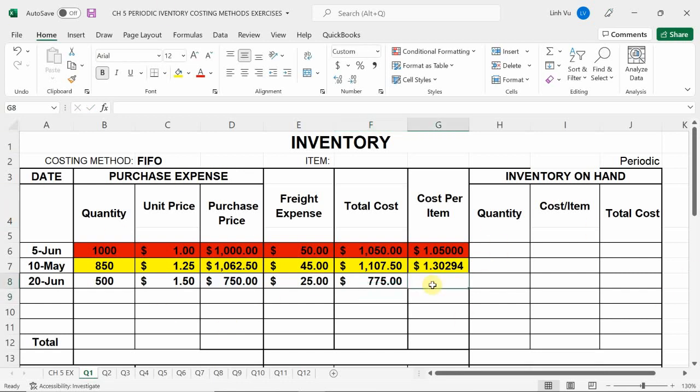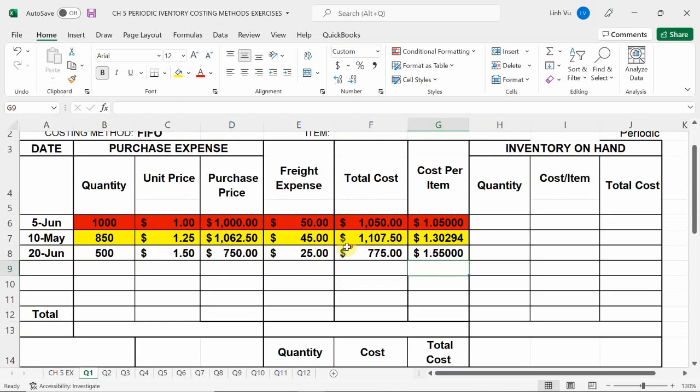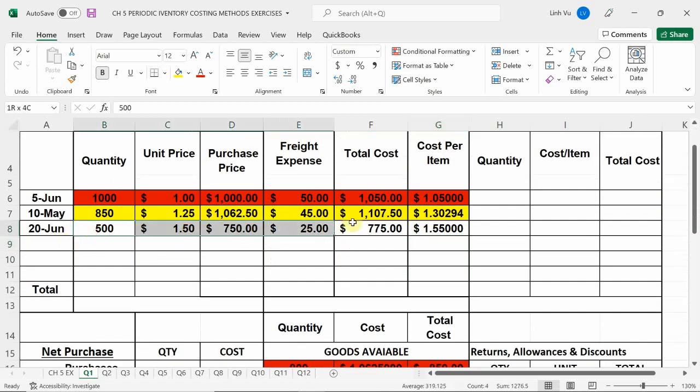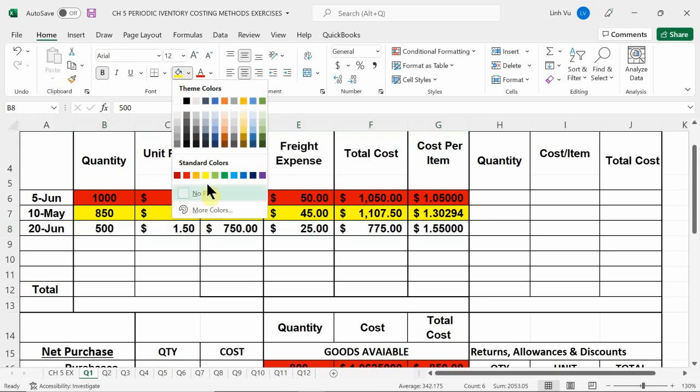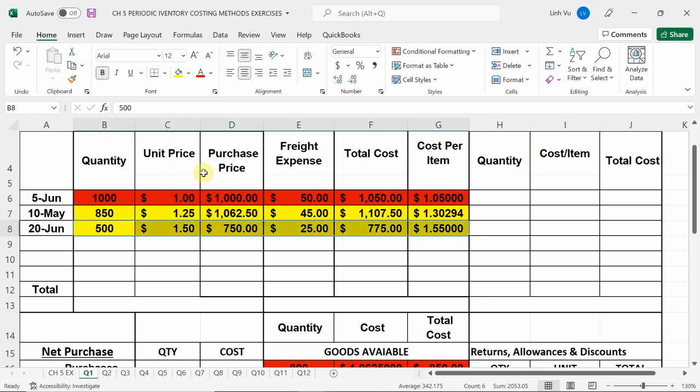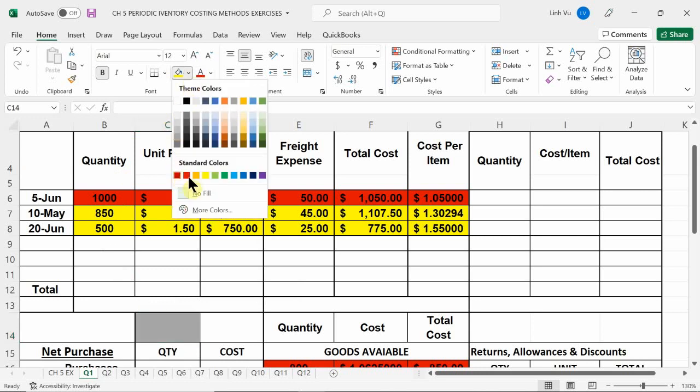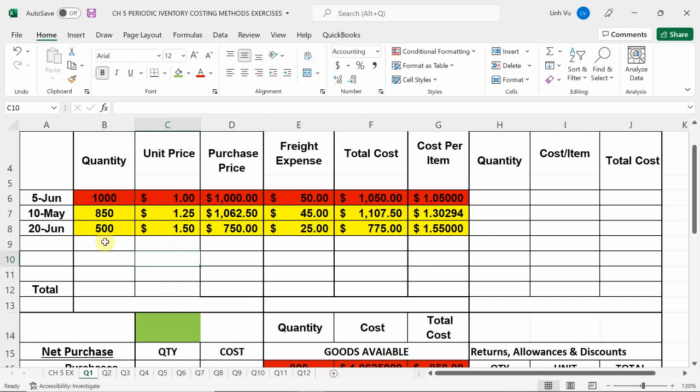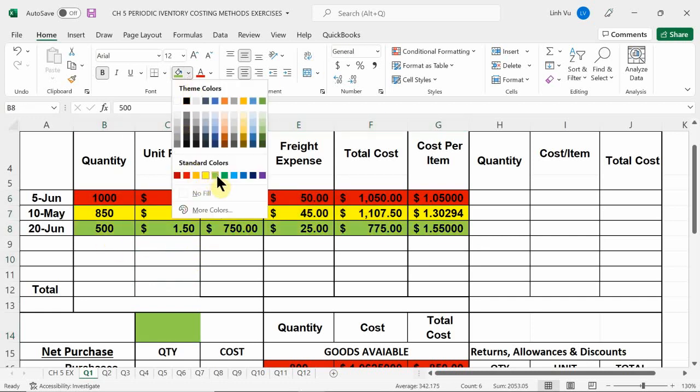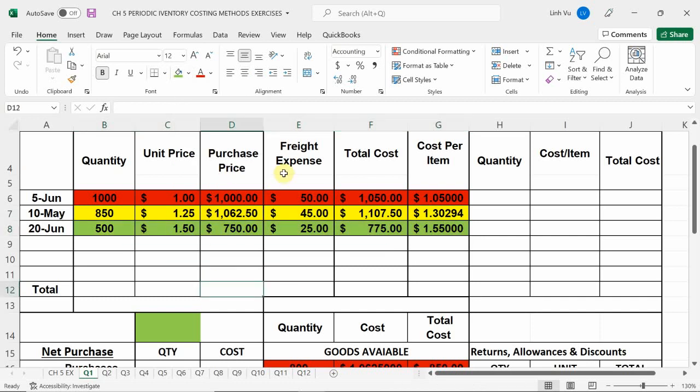Cost per item is going to be $1.55. And I am going to color code this not yellow. I want them to be green. Okay, so we want this to be green so we can slightly tell the difference here. Okay. So that's that batch there.